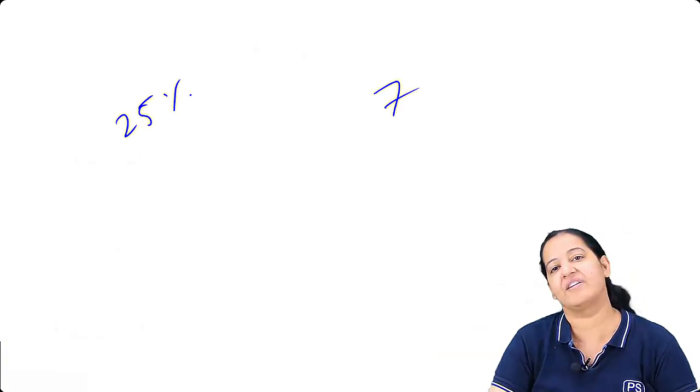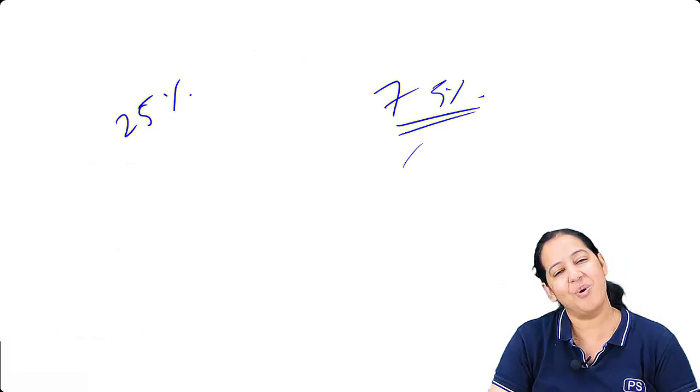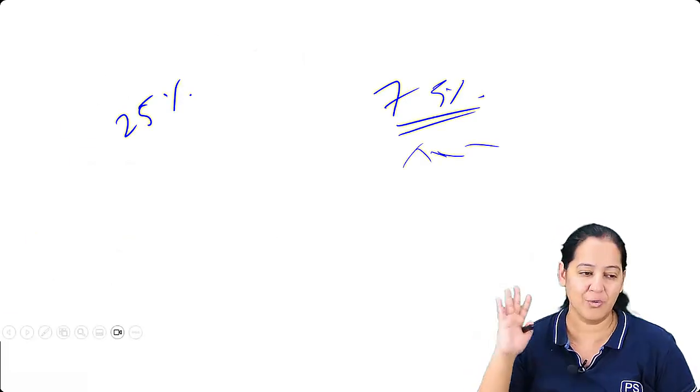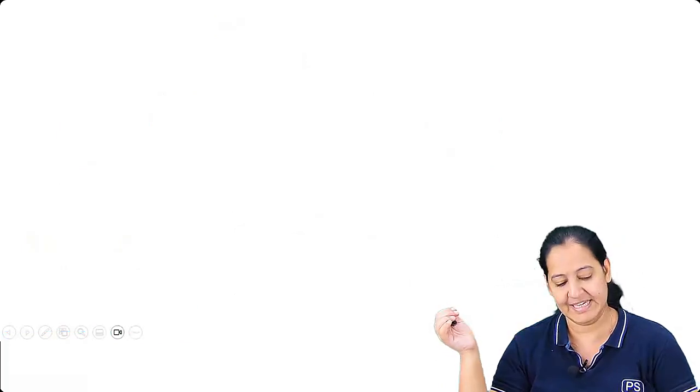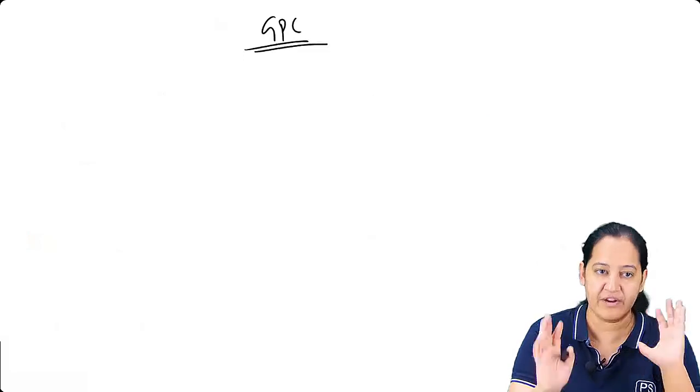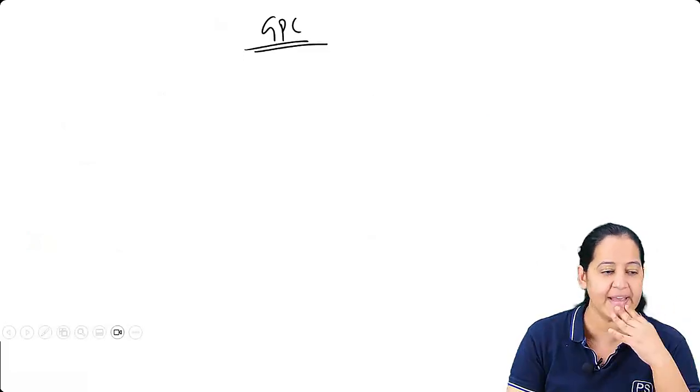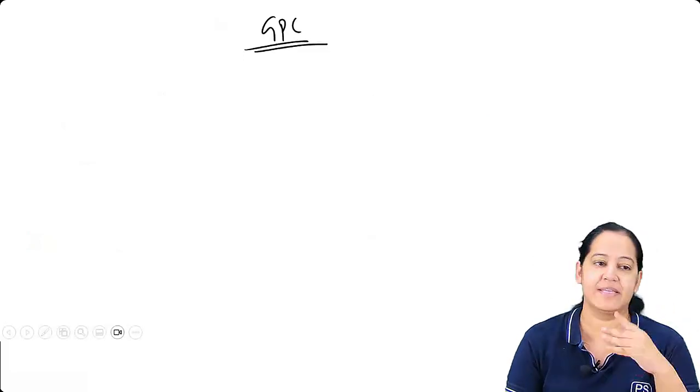Still, we are left with 70-75%. All the remaining bacteria are very small, but you got the approach. This is the approach to study. Okay, so please revise GPC. We are done with GPC. Now we will revise. After 5 minutes, we will take a break, and then after the break, we will start GNC, gram-negative cocci.